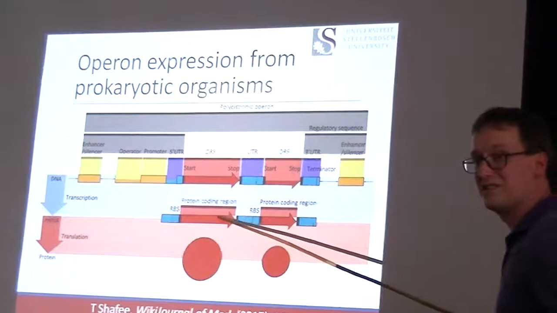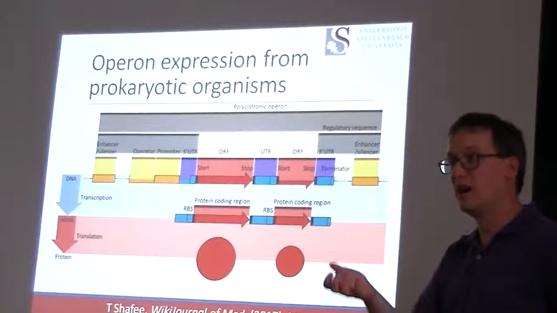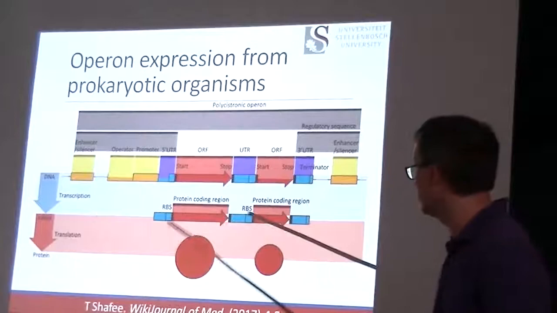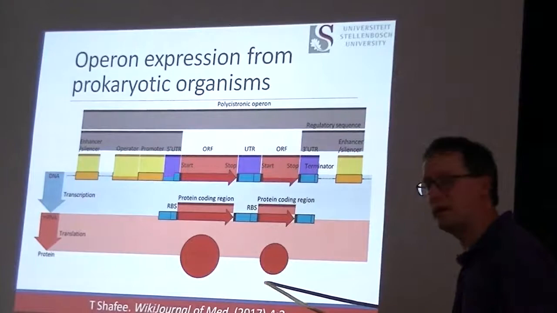One transcript, multiple polypeptides. Frequently you find that there's a functional similarity among the genes that are coded together in a polycistronic transcript. So it might be that these two genes are successive steps in a biochemical pathway, for example. That's one possibility. So two independent polypeptides being coded for by a single transcript.